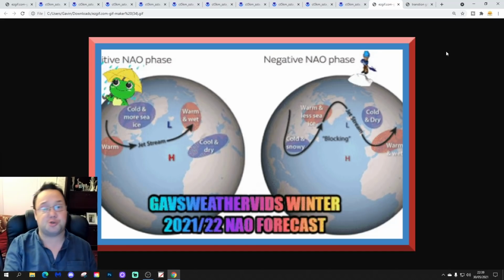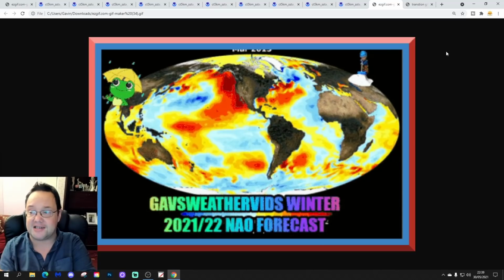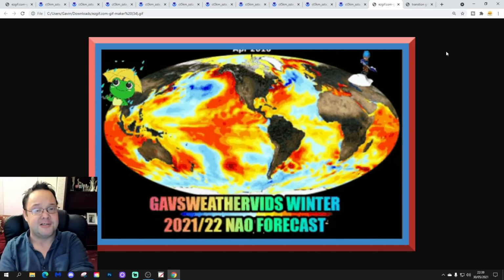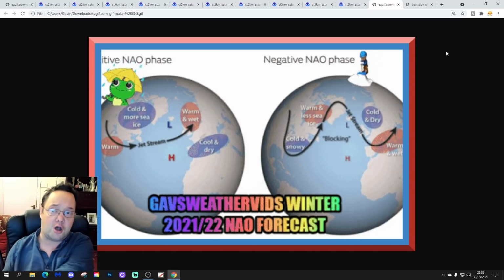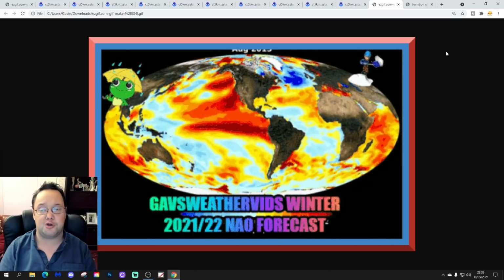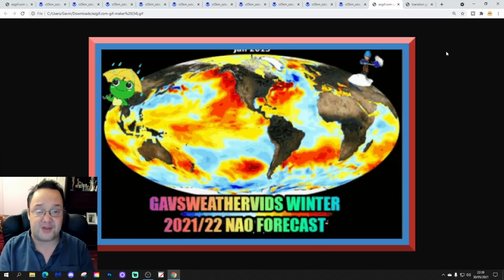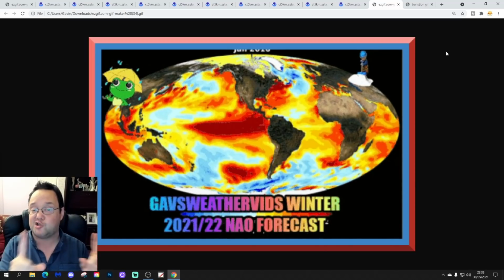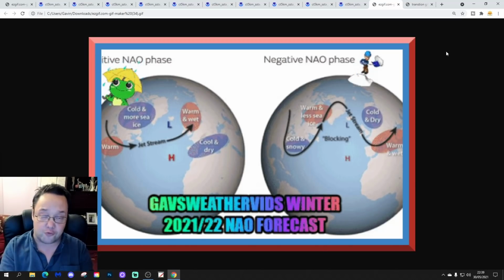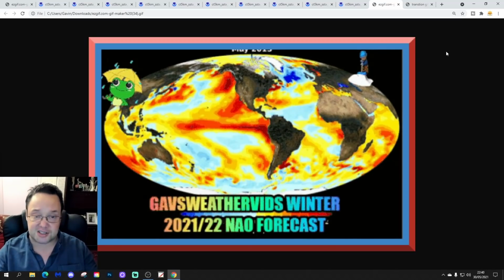So yeah, what an interesting forecast this is. I'm sure people will be very, very excited about this, if they're waiting for a cold winter in the UK and across Northern Europe. What you have to bear in mind with this, please, everybody, is that this is just one part of the overall winter forecast. So this is just our starting point.